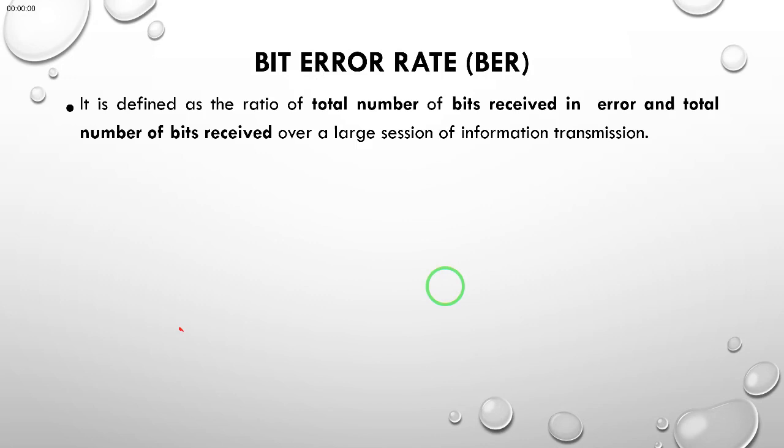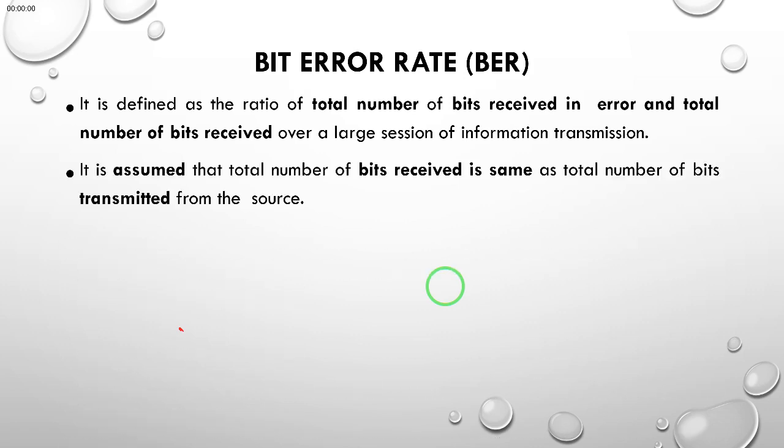We start with bit error rate, and we say that it is defined as the ratio of total number of bits received in error to the total number of bits received, over a large session of information transmission. It comes with an assumption that the total number of bits received is the same as the number of bits that have been transmitted from the source.